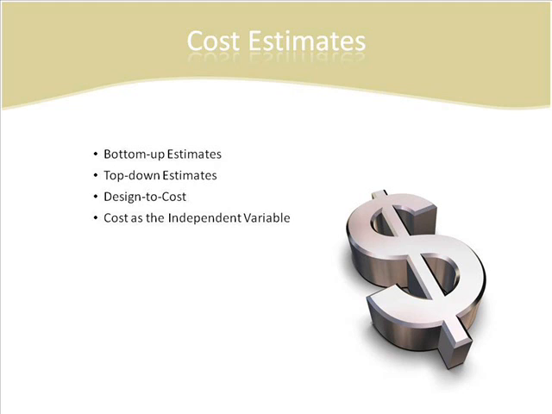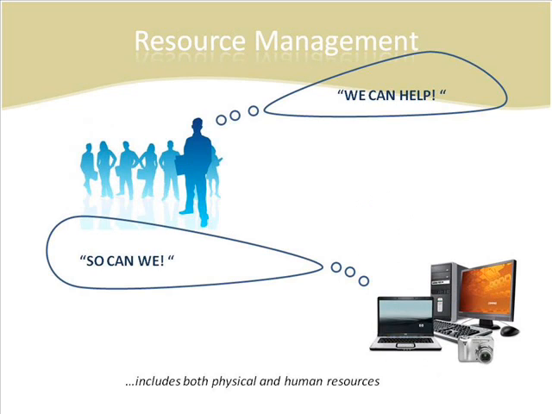Cost as the independent variable is an affordability-based method for planning project scope. It starts with a fixed budget and works backwards through an iterative process of prioritizing and selecting requirements to arrive at a project scope achievable within budget constraints. Resource management is the identification, distribution, and monitoring of all project resources. Several tools and methods exist to aid the project manager, including a responsibility assignment matrix, organizational charts, and resource histograms.